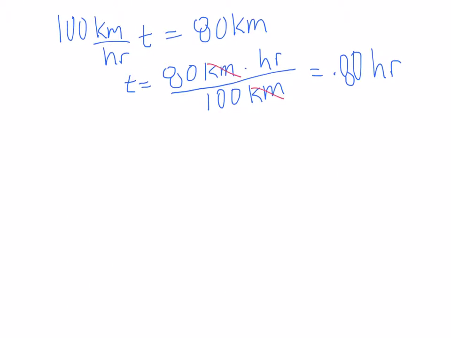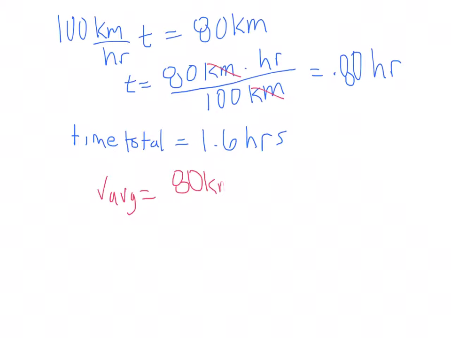This means that half of the time is 0.8 hours, which means the full time total is equal to 1.6 hours. So we go back to our equation. The average velocity is equal to the total displacement, 80 kilometers, divided by 1.6 hours. And that gives us 50 kilometers per hour.